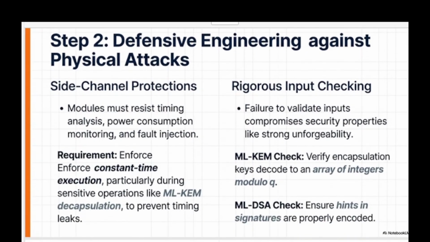Slide 7, defensive engineering against physical attacks. Cryptographic modules must be engineered to resist physical side-channel attacks, such as timing analysis and fault injection. The requirement mandates constant-time execution, specifically during sensitive operations like ML-KEM decapsulation, to prevent information leakage. Rigorous input validation is also required to maintain security properties, such as strong unforgeability.